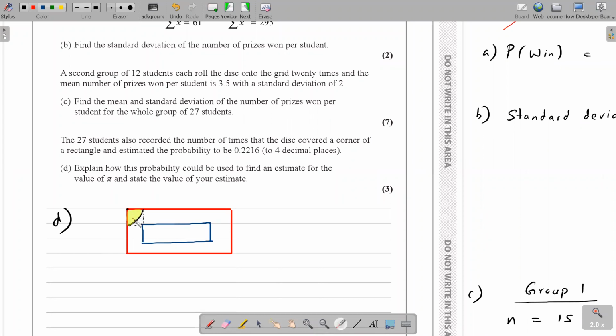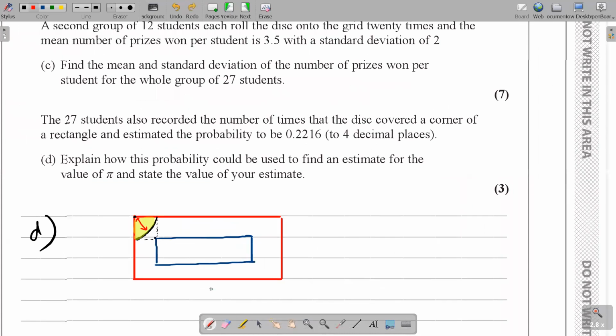If the center of your disc falls anywhere within the radius of 1 centimeter, this will be covered because, you know why? From here to here also the distance is 1 throughout. Shall I make this diagram bigger? This is 1 centimeter, right? From anywhere on this diagram, all these distances are 1 centimeter, right? Yes. These are all 1, right?